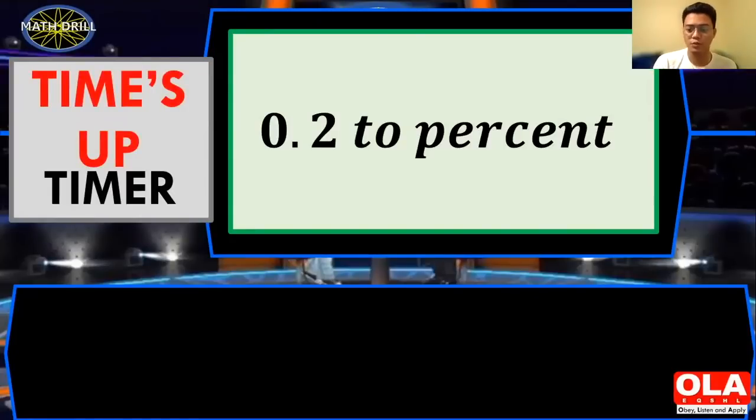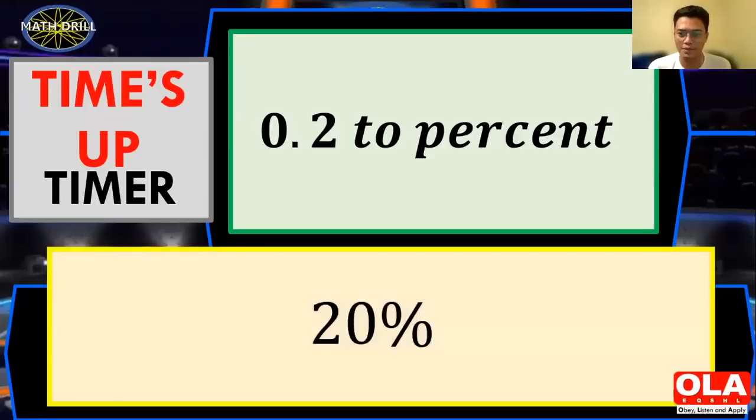Okay, 0.2 is 20%. So for those who forgot, what you can do on how to work on this one is to move 2 units to the right. So from 0.2, 1, and then 2. So you can have like 2 and then 0. So this will become 20%. Okay. Next. Ready.